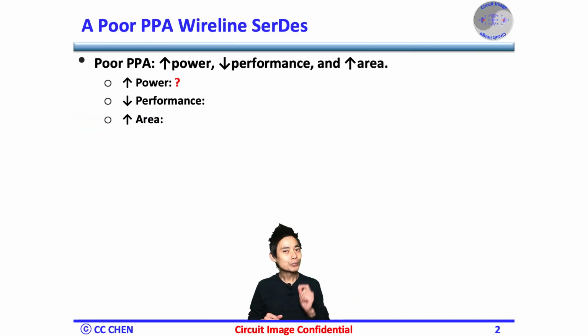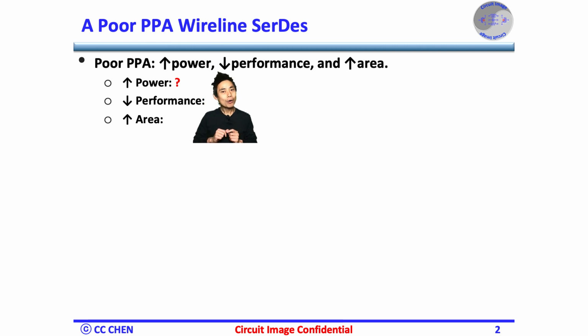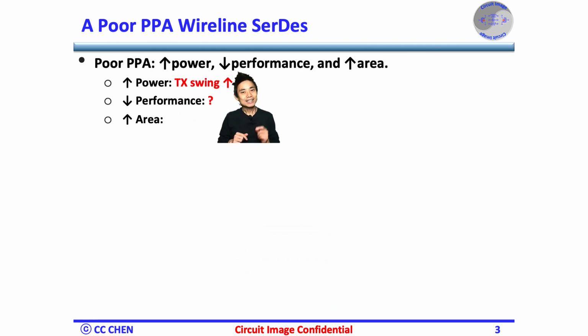Let's start with the poor PPA, which means high power, low performance, and a big area in a SerDes design from system to circuit block. For example, first things first, in the high power mode, what does that imply? Think about the critical power images for 3 seconds. Yes, the TX output swing would be maximal.